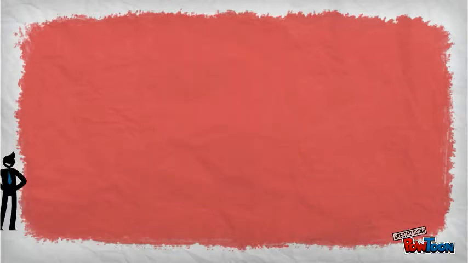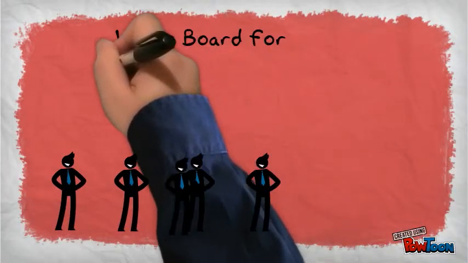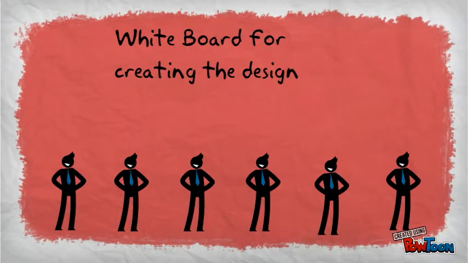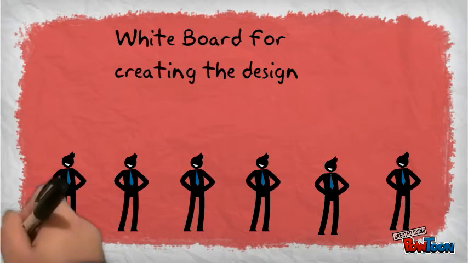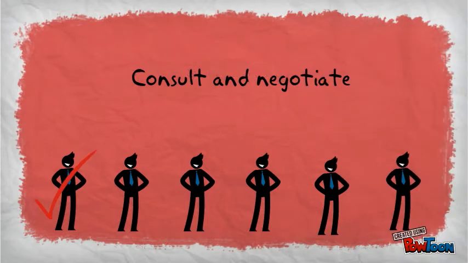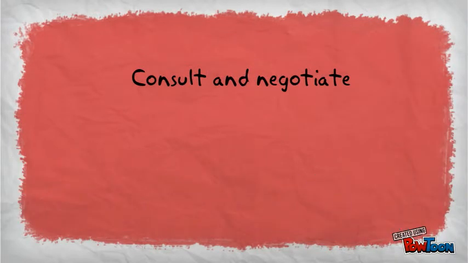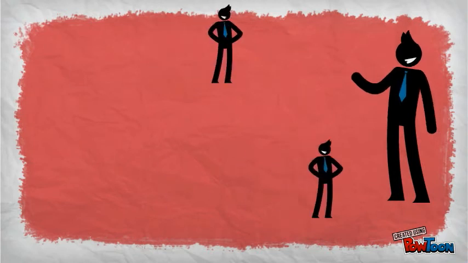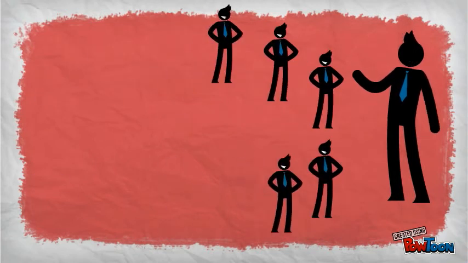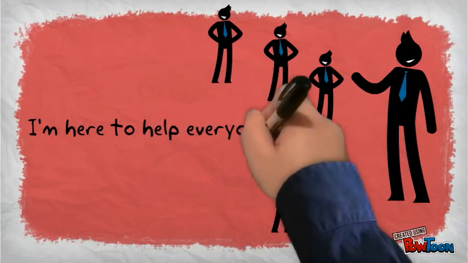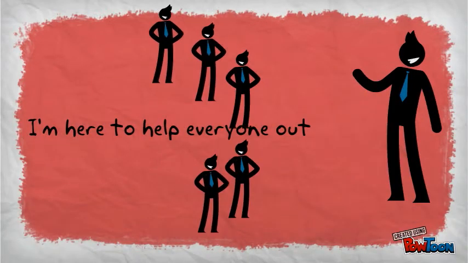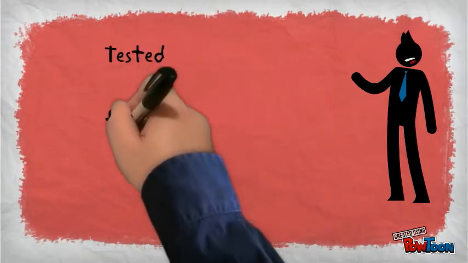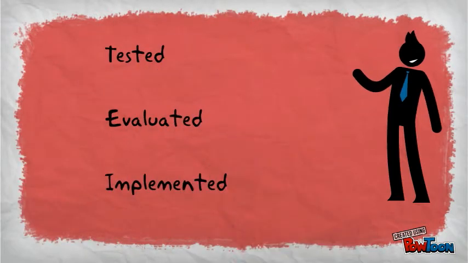Often a simple whiteboard is used to sketch out the general design. The team then gets straight to the task of creating an initial solution. As this occurs, they informally consult and negotiate with each other. The user team member is always present to answer questions, make suggestions, and generally ensure the solution will be workable in practice. Once an initial yet simplified solution is produced, it is immediately tested, evaluated, and then implemented.